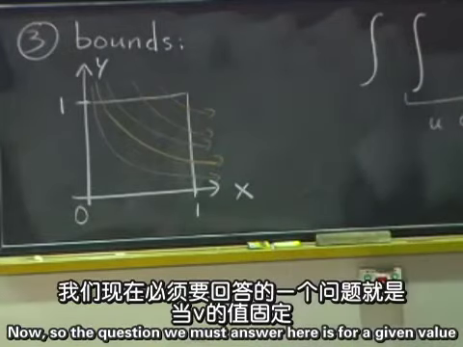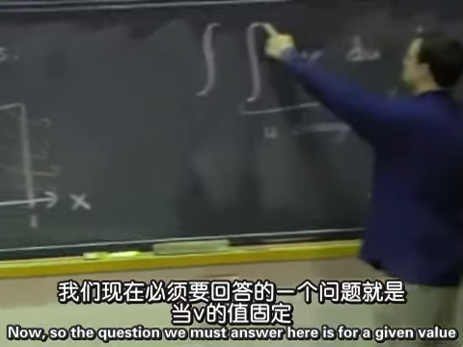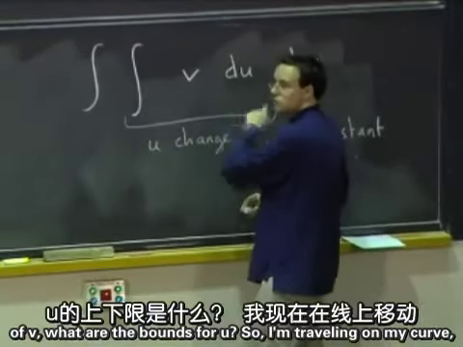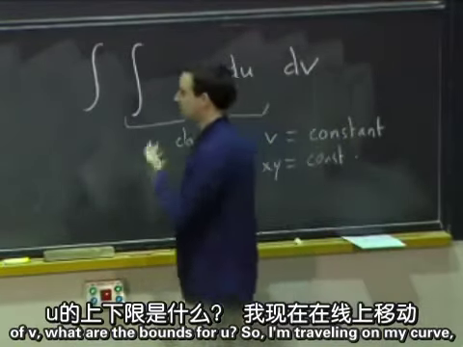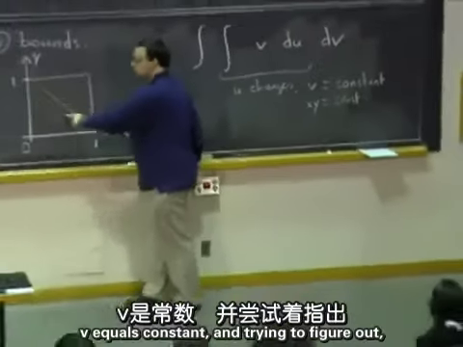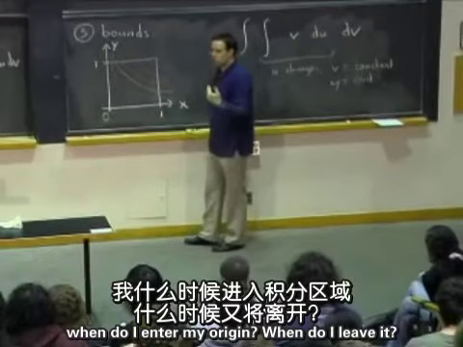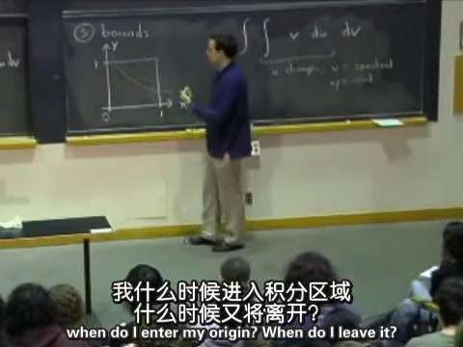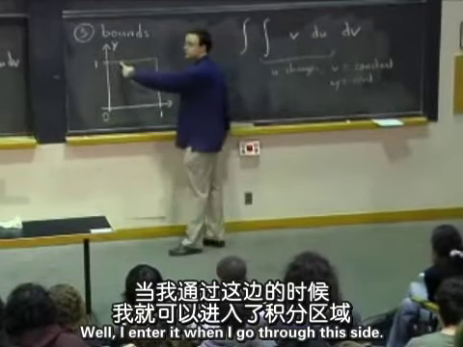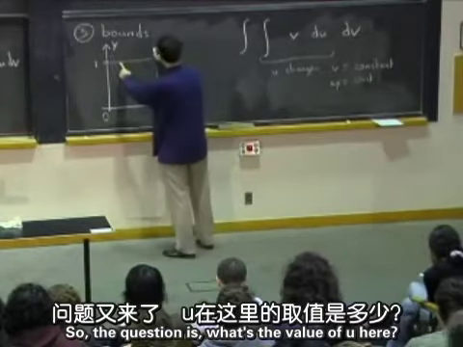Now, the question we must answer here is, for a given value of v, what are the bounds for u? So I'm traveling on my curve v equals constant, and trying to figure out, when do I enter my region? When do I leave it? Well, I enter it when I go through this side. So the question is, what's the value of u here?